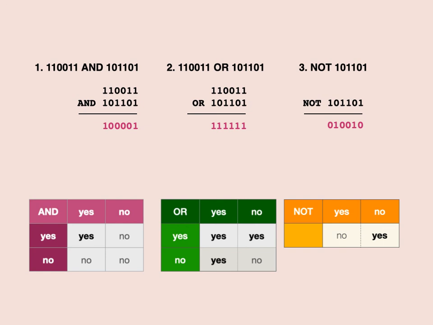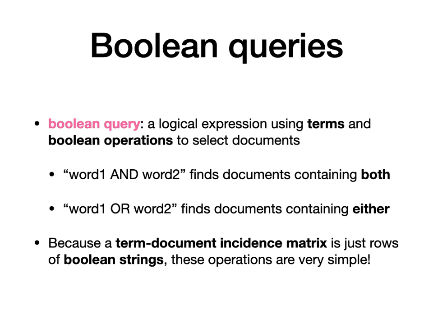So this is the basis for how we can use the term document incidence matrix to dig into our collection and find things that match a particular query. This brings us to Boolean queries. A Boolean query is a logical expression that uses terms, so words that we're interested in finding relevant documents for, and Boolean operations, like we just covered, to select a set of documents.